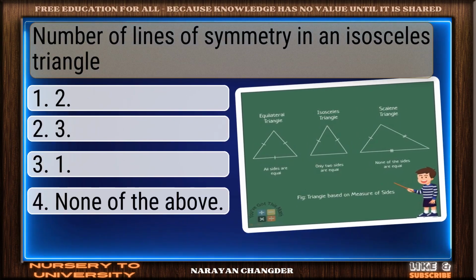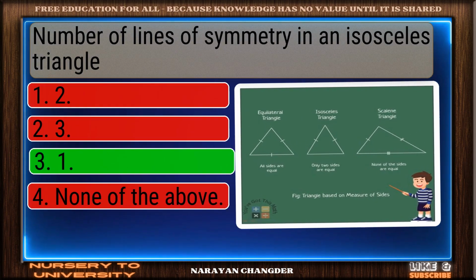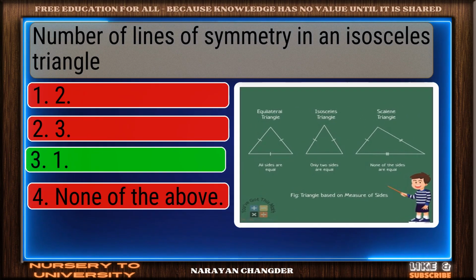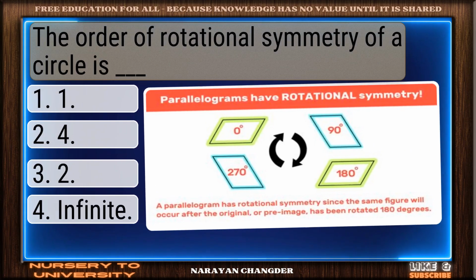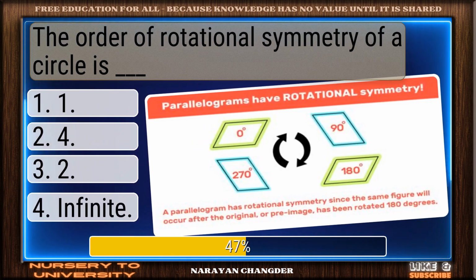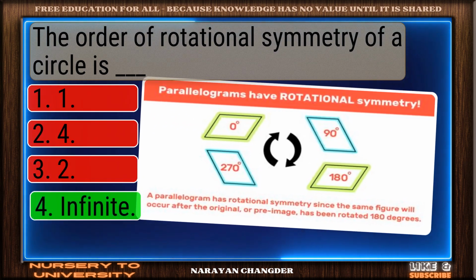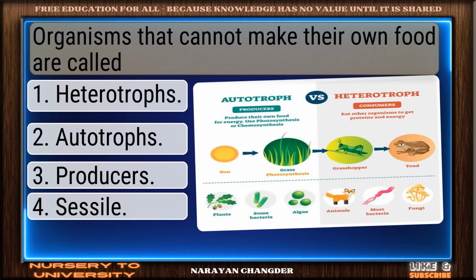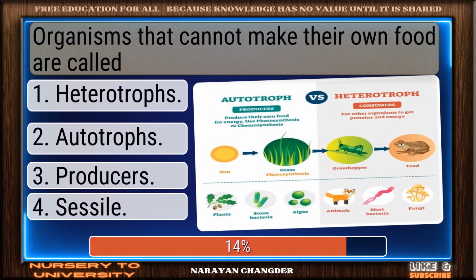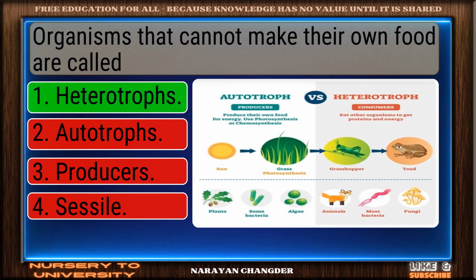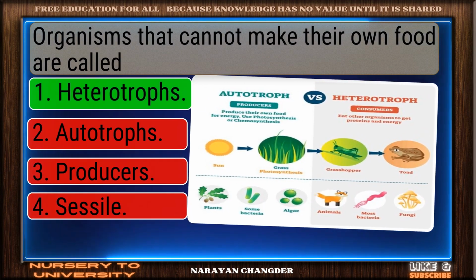Number of lines of symmetry in an isosceles triangle. Excellent choice. 1 is the right answer. The order of rotational symmetry of a circle is dash. You got it. Your choice infinite is right. Organisms that cannot make their own food are called. Good thinking. Heterotrophs is the right answer.